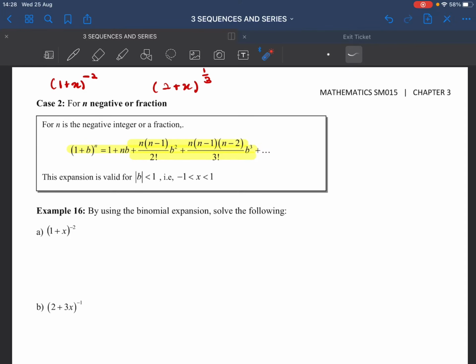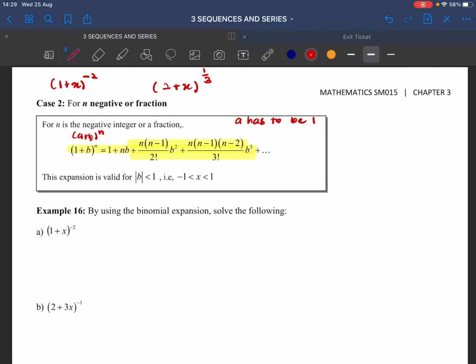So as you can see from here, this is our a plus b to the power n, kan? From there you can see that to use this formula, your a for your expansion has to be 1. Okay, so your a has to be 1. So if the question gives you 2 plus x, 3 minus x, you have to factorize first to make your a to be 1. Okay, so for every expansion for n negative or fraction, you have to state the validity of the expansion, the validity for the value of x.